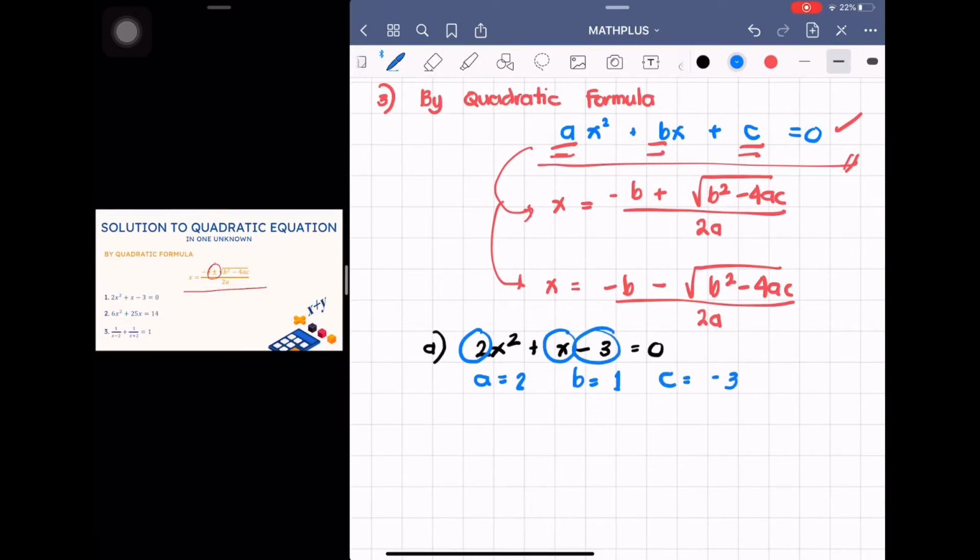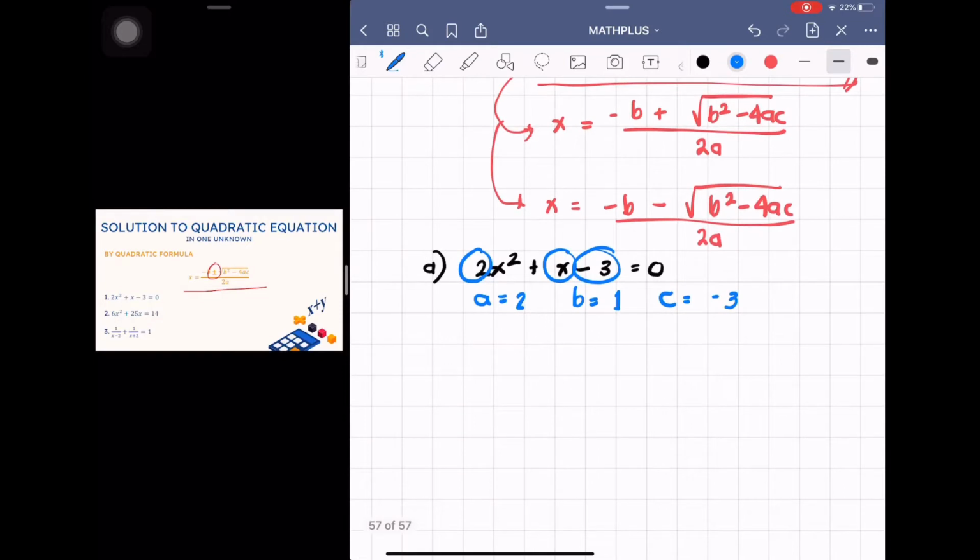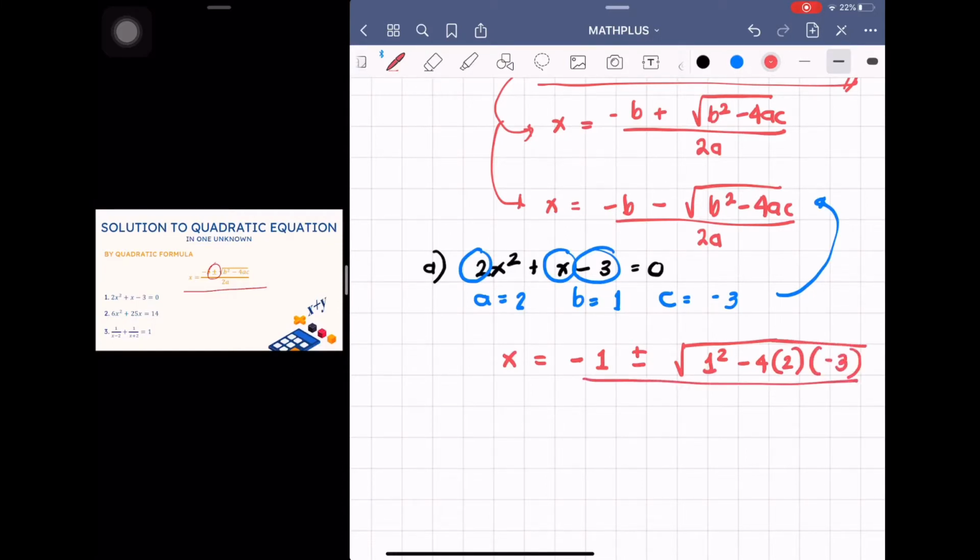You have to include the sign, because generally the equation is positive. So if you get a negative term, then you include that negative sign in your a, b, or c. After that, use the quadratic formula wherein you substitute these values. So our solution would be x is equivalent to negative b, which is 1, plus or minus the square root of b, which is 1 squared, minus 4 times a times c, which is negative 3, all over 2 times a, where a is equivalent to 2.